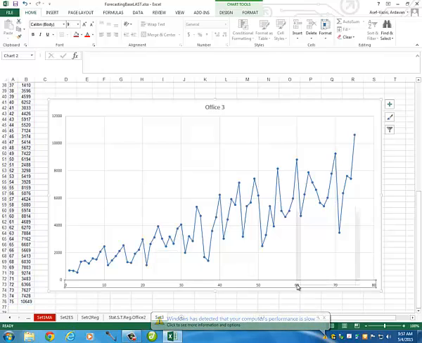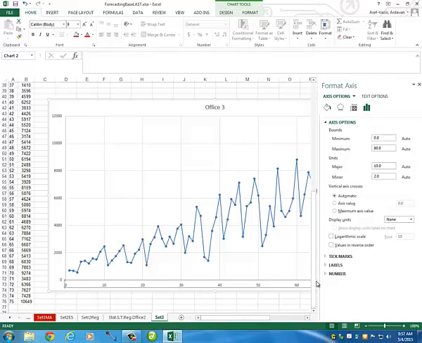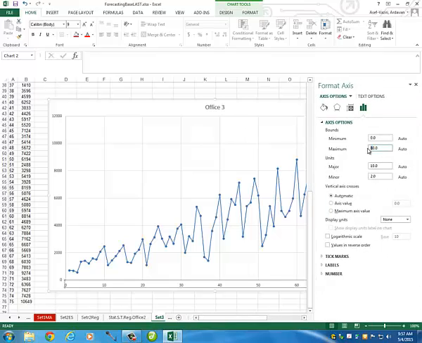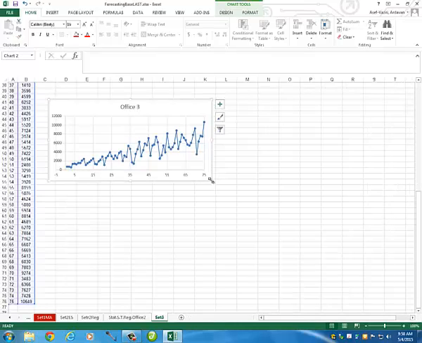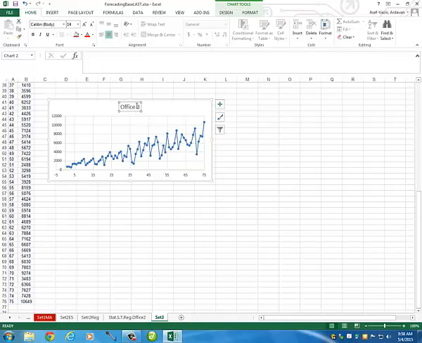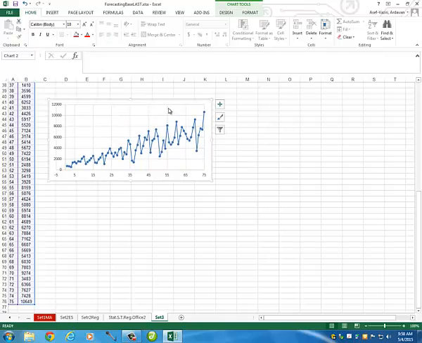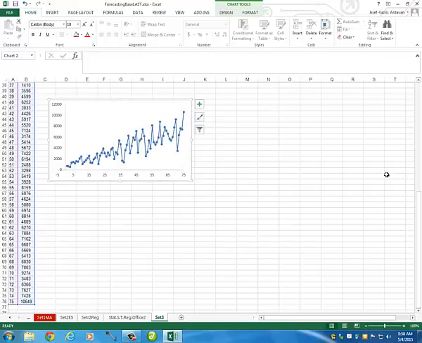Just to make my job a little bit simpler, I format the axis, and instead of going up to 80, I go up to 75, because I only have 75 numbers. I make this graph a little bit smaller. I delete this title, and I delete these lines also. Okay, so now I have a graph of the actual data.